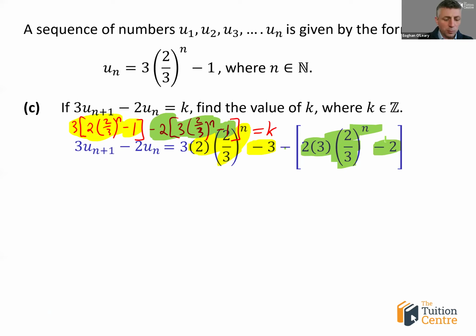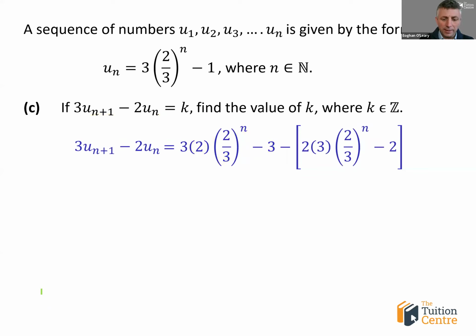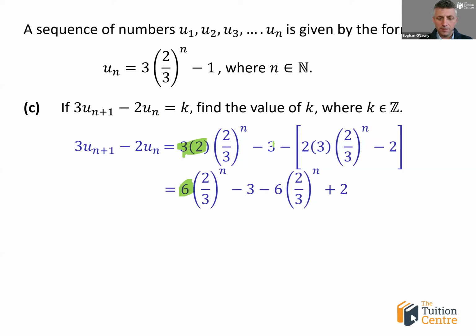Okay, so once I've done that, I'm now going to simplify down. So obviously 3 times 2 is going to give me 6. My minus 3 is still outside here. I'm multiplying my minus 1 through the bracket while also tidying up. So 2 times 3 giving me the 6, minus 1 times the 6 making it a minus 6, and then the minus 1 times the minus 2 giving me a plus 2. And look what happens. Those two parts cancel down, and hey presto, k is equal to minus 1.